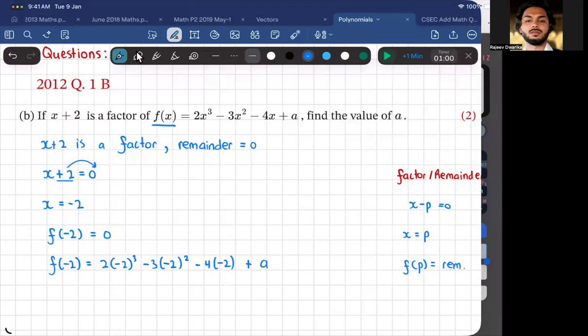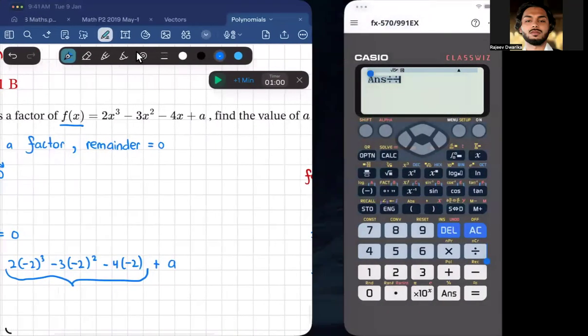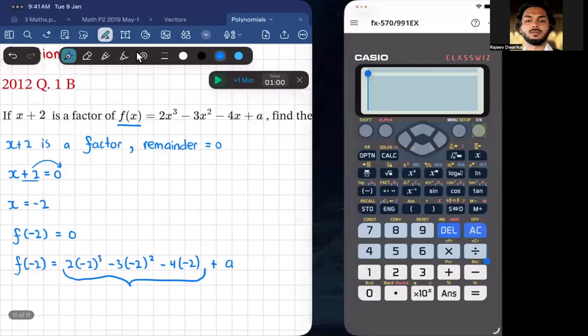You following so far? Yes, sir. Okay. So this is the one thing you can't put into your calculator, so you're going to plug this part into your calculator and compute a number for that. So we are going to put 2 times -2 cube, minus 3 open bracket -2 squared, minus 4 open bracket -2 close bracket, and you should get -20.